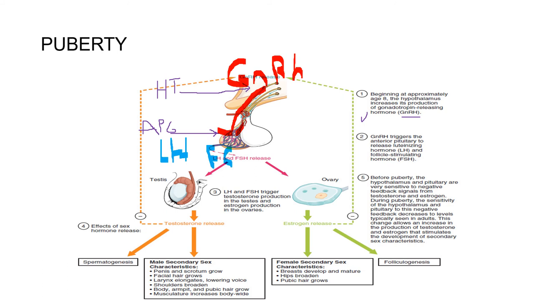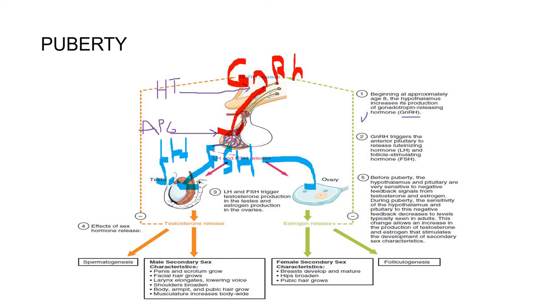LH is the ovulation, follicle stimulating hormone stimulating the follicles. But guess what? Guys have both hormones as well. LH helps with testosterone secretion. FSH helps with sperm making, sperm maturation. So LH and FSH are going to go to the guy's testicles.